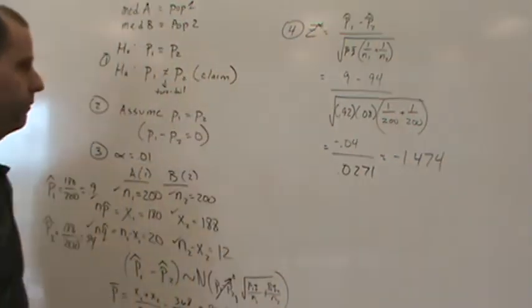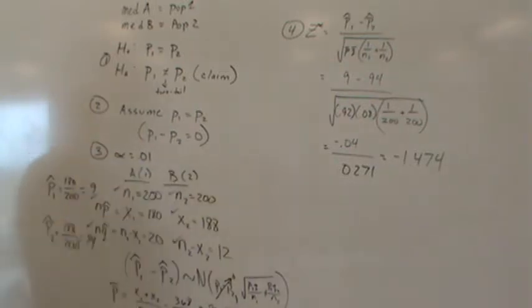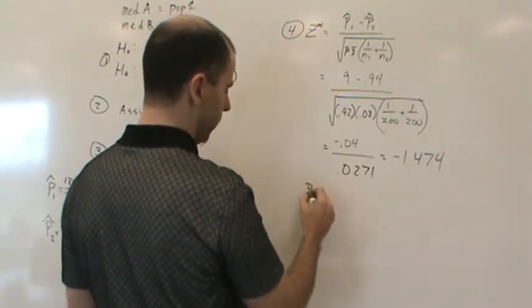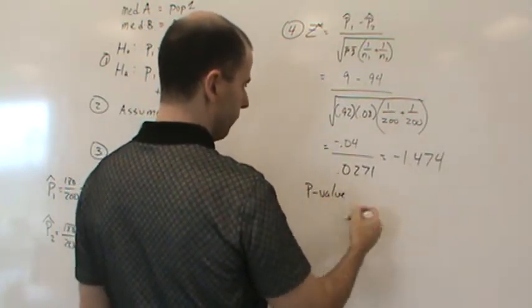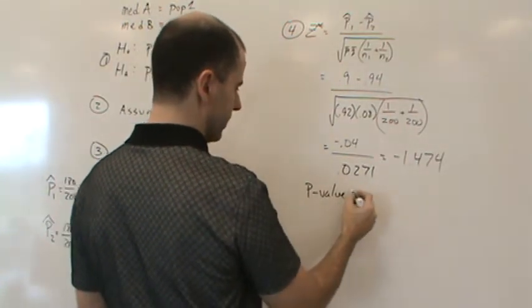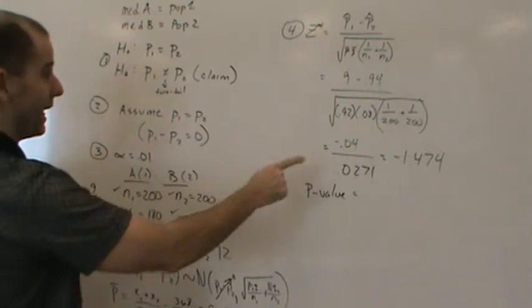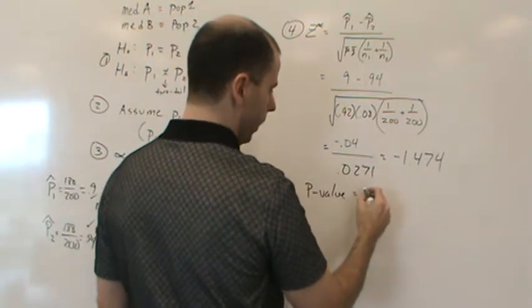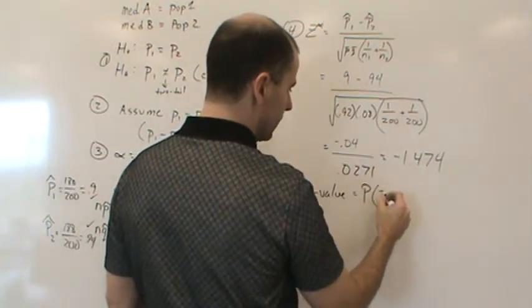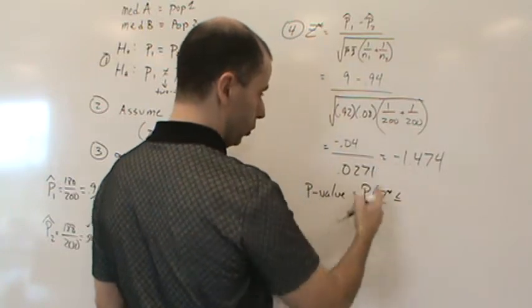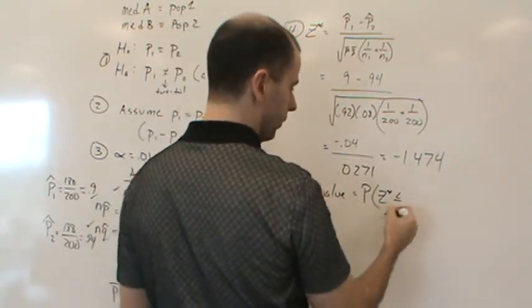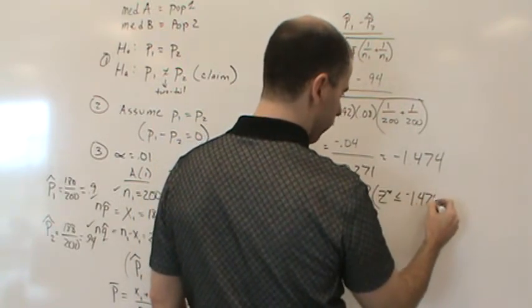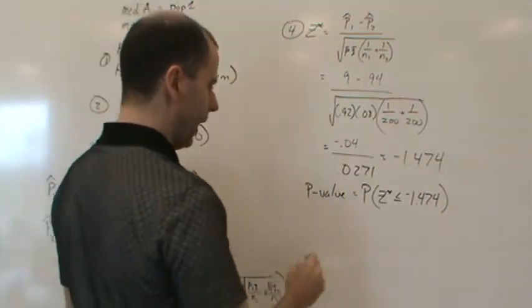That's my test statistic. And then once again, at this point, I can go ahead and use my calculator to calculate the p-value, right? Because now I can take my z-score, my test statistic, and calculate the p-value. Now it's negative, right? It's a two-tailed test. And this turns out to be negative, so I'm going to take the probability that my z star is less than or equal to, since it's negative, so I want to go more negative, negative 1.474.